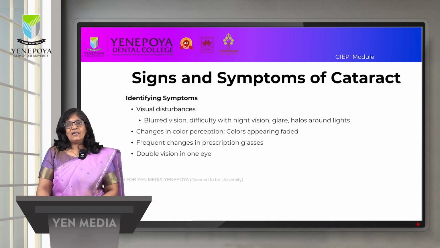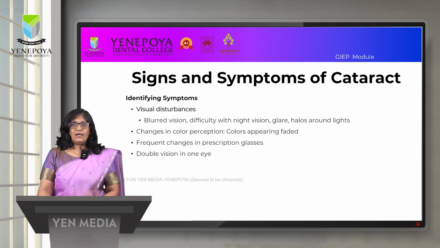If a person is using glasses, he might notice that he requires frequent changes in these glasses. He may also complain of double vision or seeing two images in one eye.